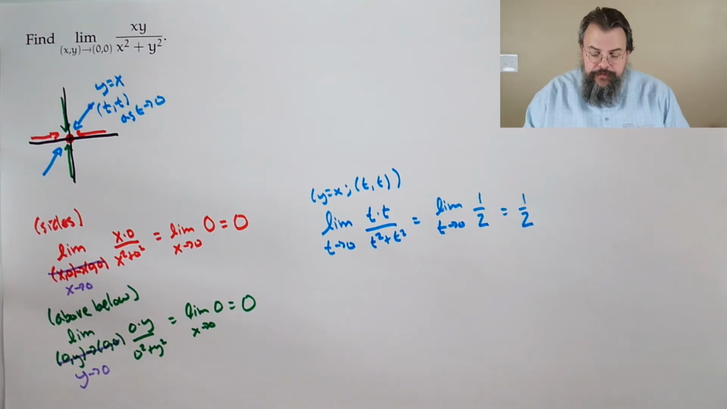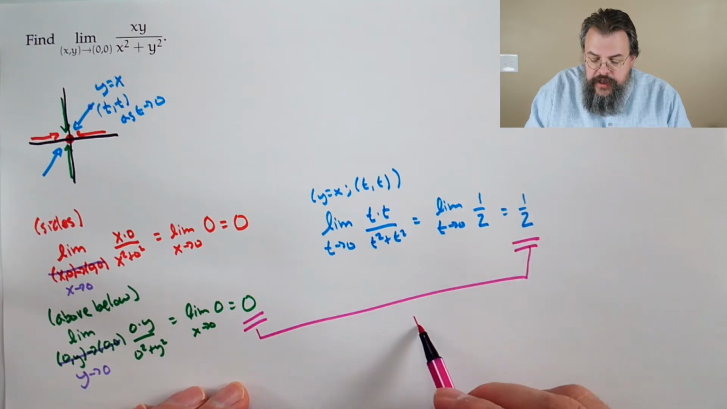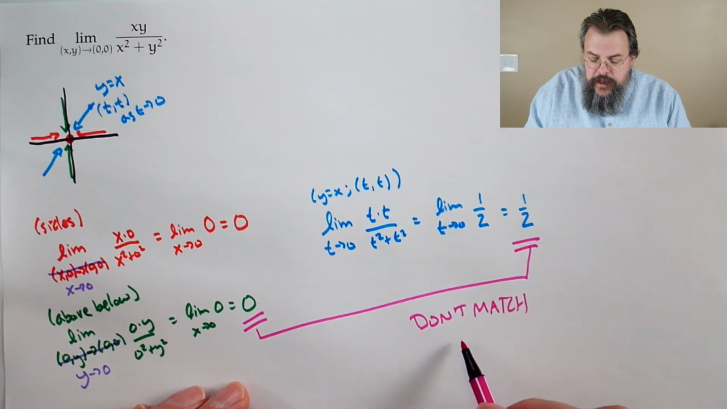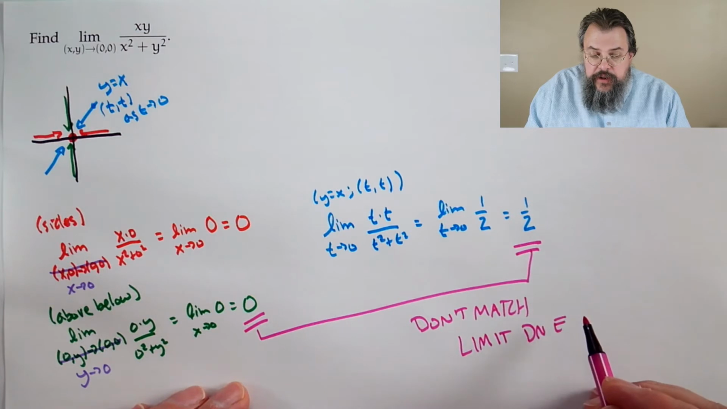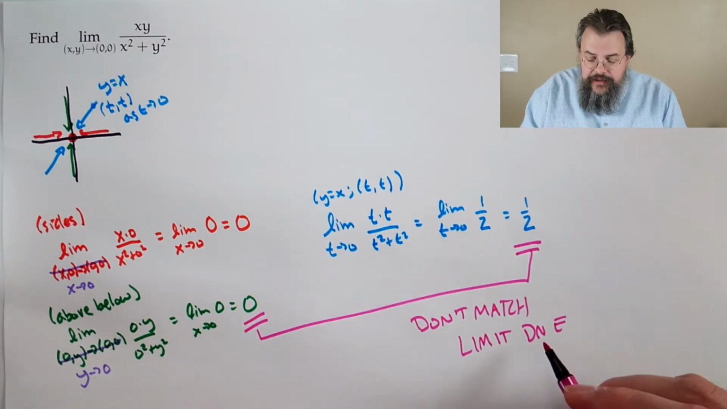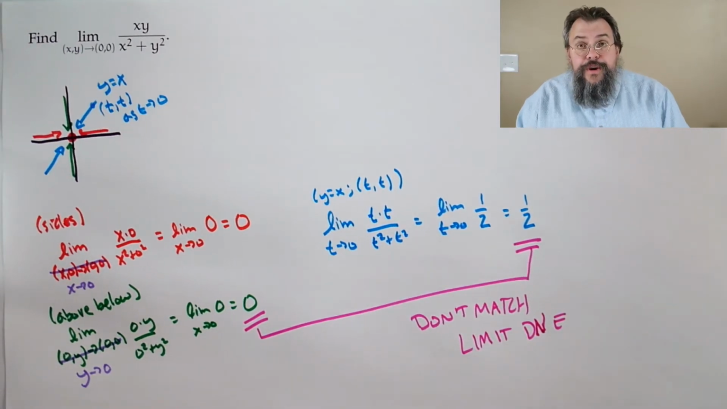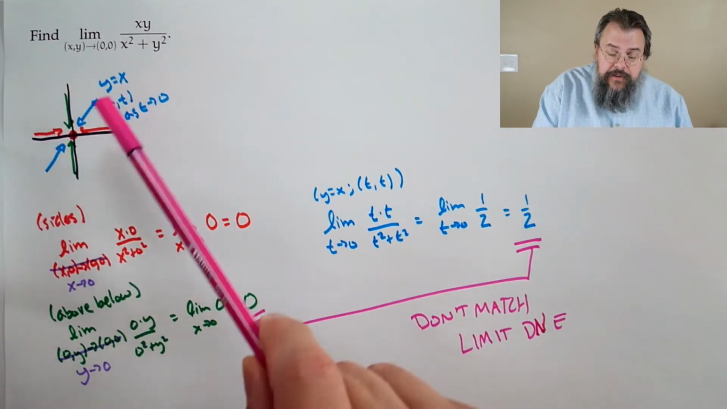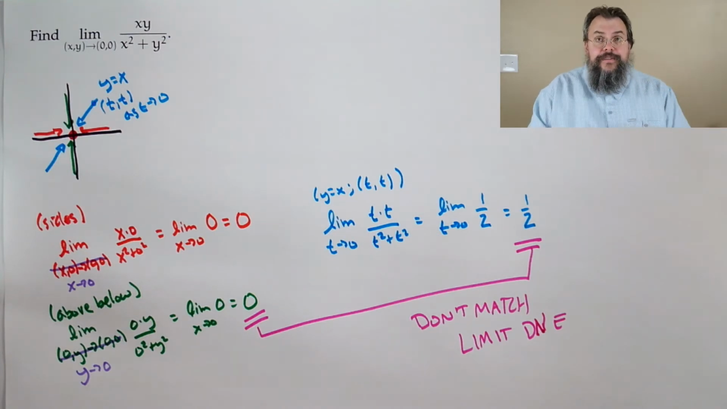Well, what does that mean? When these don't match, then what we can say is, look, the limit does not exist. Because in order for the limit to exist, you always have to have a consistent answer regardless of which way you approach. And so we've now said, hey, if we approach along this line y equals x, we get a different answer than if we approach along an axis, and therefore the limit does not exist.